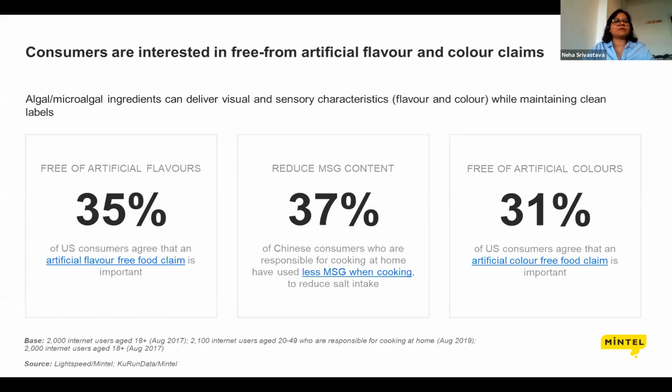So we can see there is a lot of inclination of consumers towards natural things. And this is the reason microalgae entered the food and drink category domain. And it is most acceptable to the consumers as well.